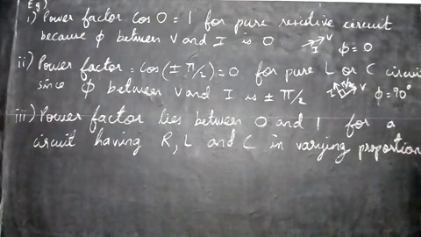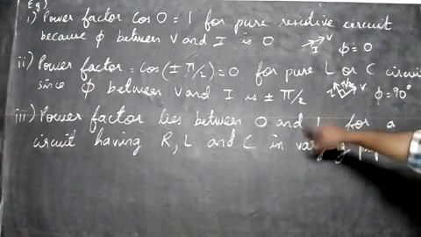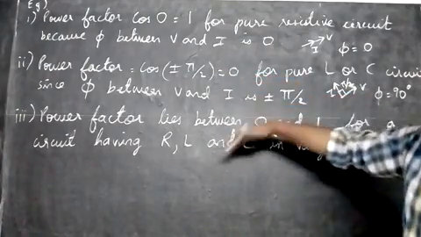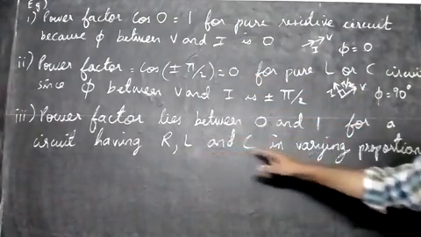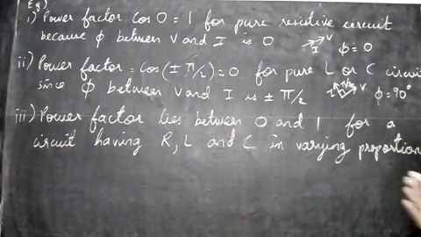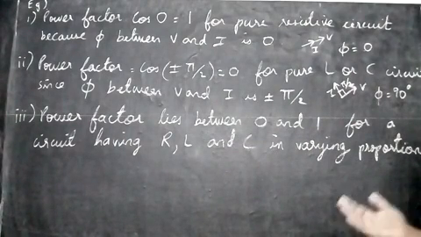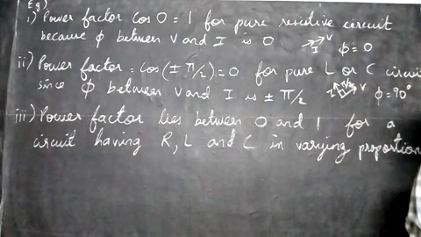So in this third case, the power factor lies between 0 and 1, because the angle will be between 0 and 90 degrees, for a circuit having R, L and C in varying proportions. It's not in resonance there. So in this case the power factor will vary between 0 and 1. It can be 0.5 or 0.8 or 0.9, it can change depending on the circuit. These are some important notes about the power factor. Thank you for watching.